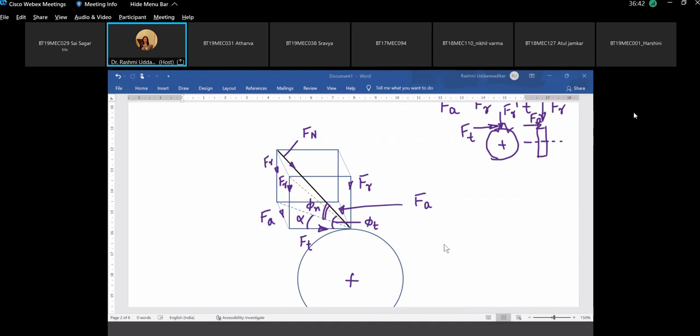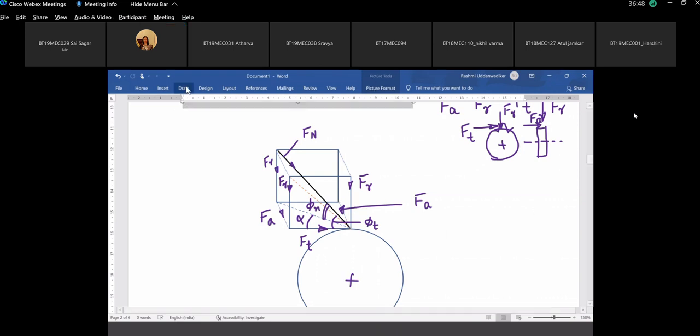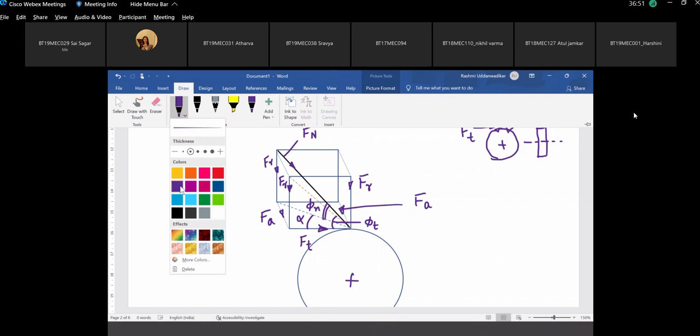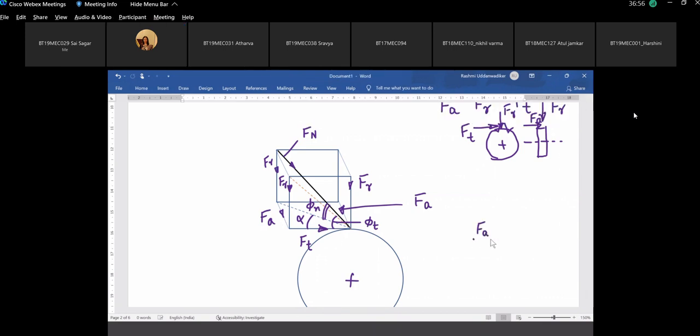Now if you can tell me the relationship between these three forces. What is Fa by Ft? Tan alpha. Perfect. What will be Fr by Ft? Tan phi t. Good.